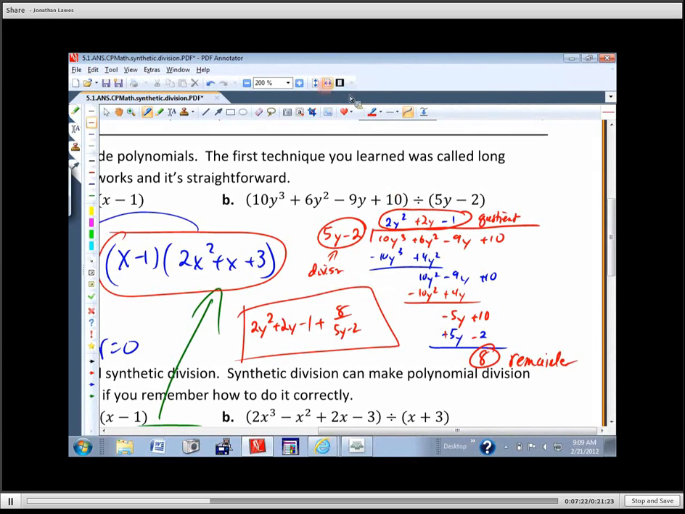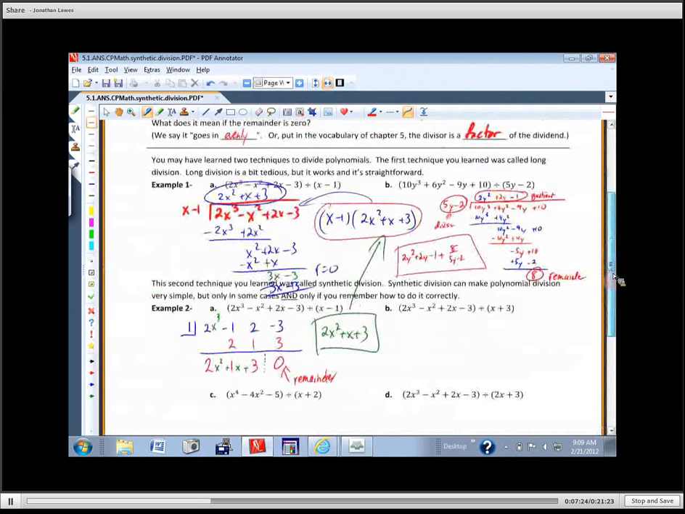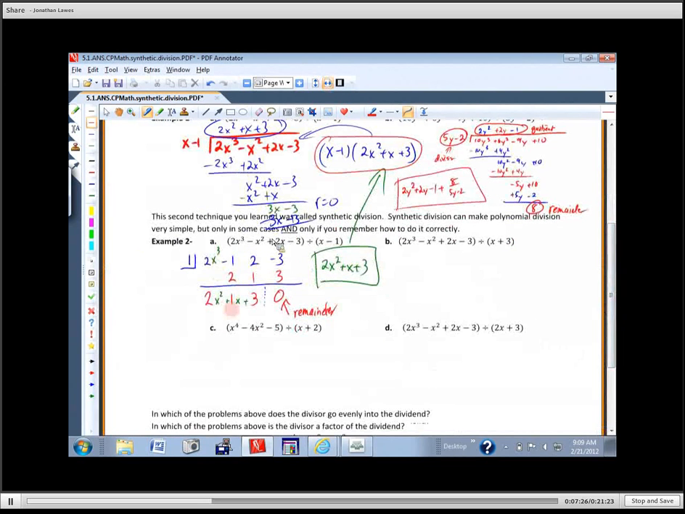Okay, let's take a look at the next one then. So we already did this one right here. Let me just review the process. We put a little box right here, and in here we put a 1. Where that 1 came from was this right here. Whatever this number is in the divisor, we take the opposite of that. So if this is a minus 1, we put a positive 1. If this was a positive 2, what would we put in the box? We'd put a negative 2.